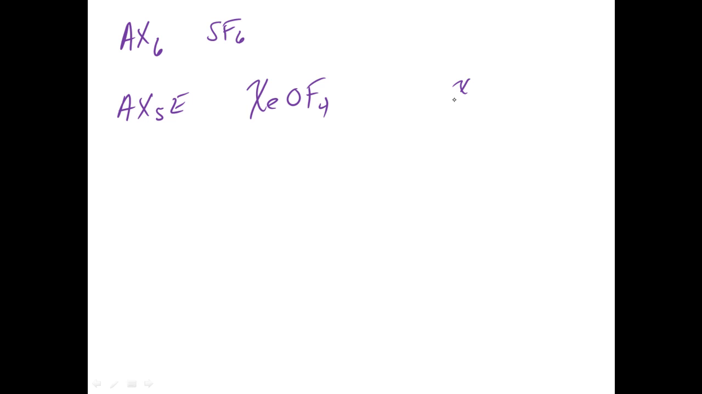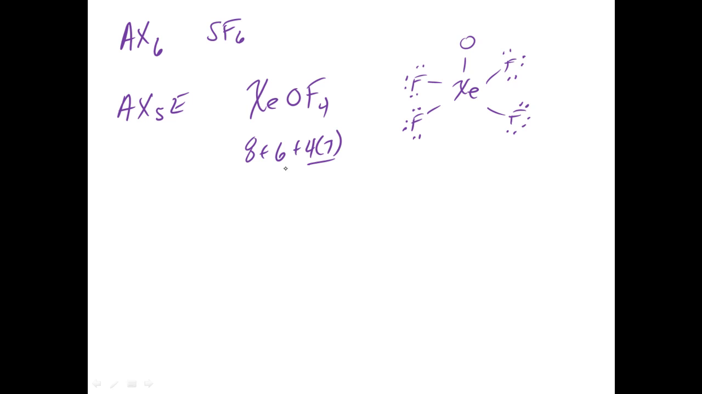When we did the Lewis structure for this, we had the xenon with the 4 fluorines attached, and the oxygen attached here, and we had 8 electrons around each fluorine. And remember this one, it was 8 for this, plus 6 for this, plus 4 times 7 for this, as far as valence electrons go. So we're dealing with 28 plus 14, 42. And we found out that the best Lewis structure looked like this because it had the lowest formal charges.